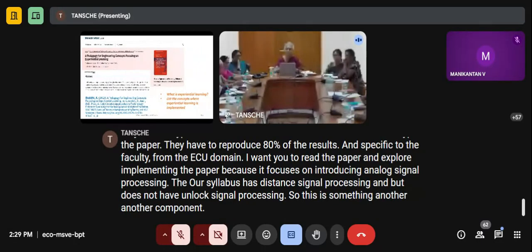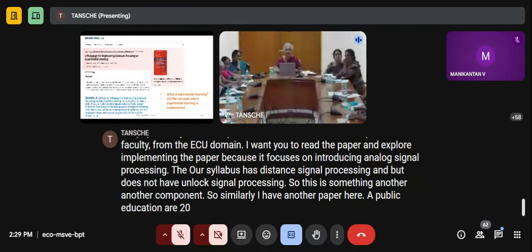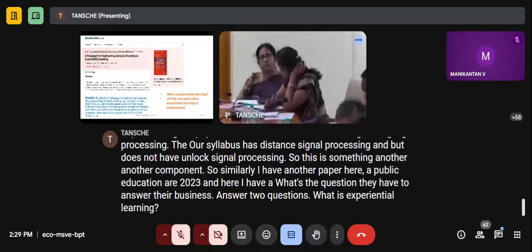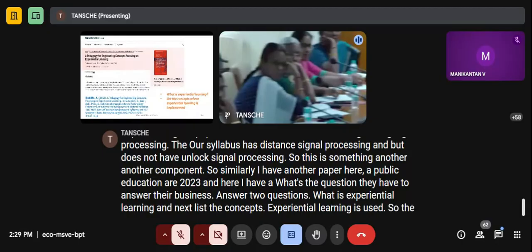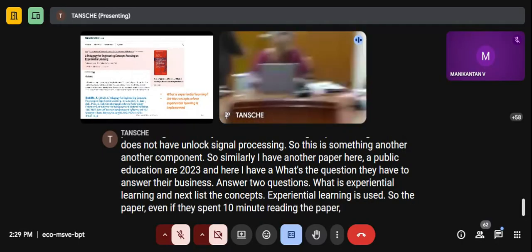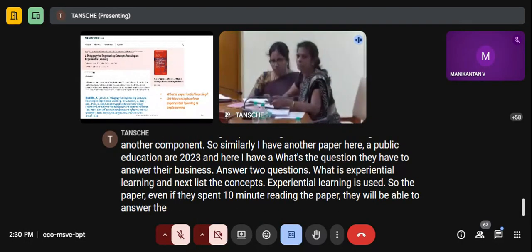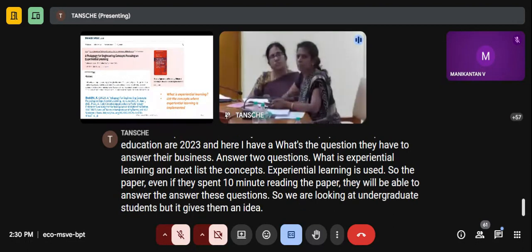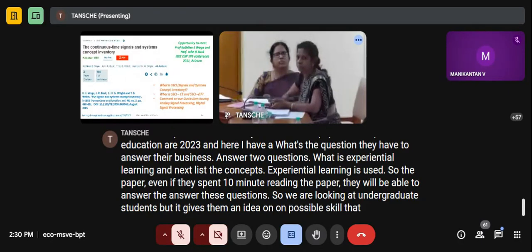Similarly, I have another paper here, a publication from 2023. They have to answer just two questions: what is experiential learning, and list the concepts where experiential learning is used. Even if they spend 10 minutes reading the paper, they will be able to answer these questions. We are looking at undergraduate students, but it gives them an idea of the possible skill.